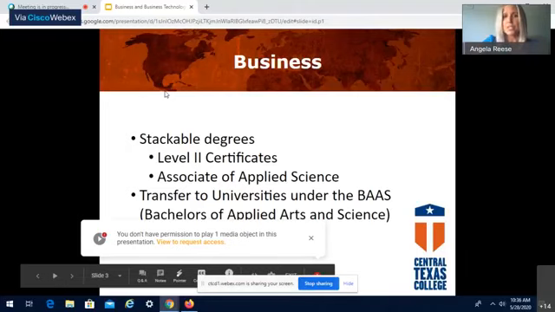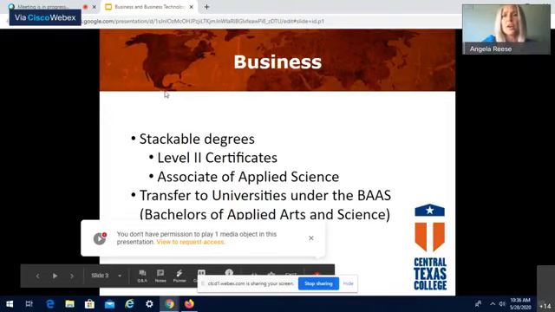So you take that first year, you've already completed it, you check that off your list, and then you move on to that second year, and it stacks perfectly so that you don't have to retake classes or take classes that you didn't need for one degree that you might need for another. Beyond that, those can then stack into a bachelor's degree program if you're interested in that.